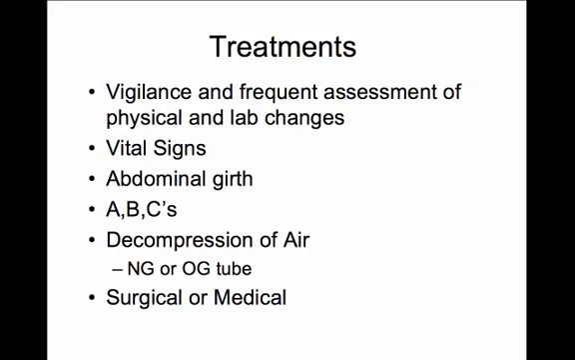So vigilance is very important, frequently assessing the child, not just their physical assessment, but also changes in labs, things like abdominal sounds, abdominal girth, doing vital signs frequently, always being on top of their airway, breathing, and circulation. We normally will put NG tubes if we know that the patient has no facial trauma and it's only abdominal. If there is a suspicion that there could be any sort of facial trauma, then we do orogastric tubes. That's just to decompress and remove air or other things that can collect, like blood, for example.